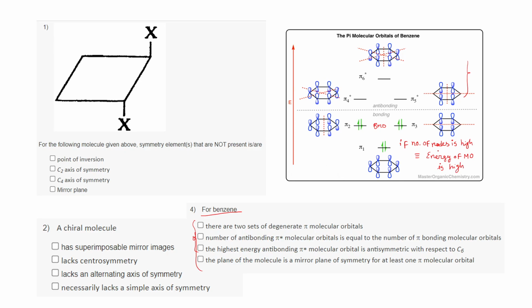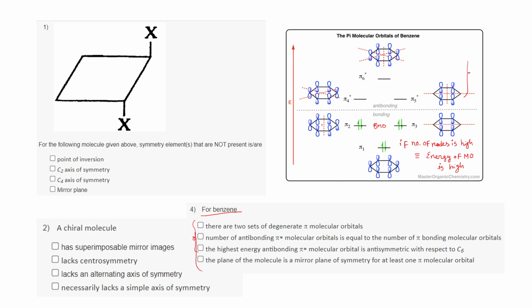So as you can see, for pi 1 there are no nodes, right? You can see there are no nodes. So these are all p orbitals, for carbon 2p, I guess. So they are all in the same phase for pi 1. But pi 2, as you can see, there is one node in the molecular plane.